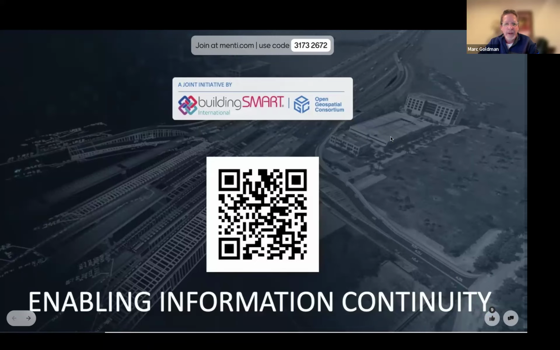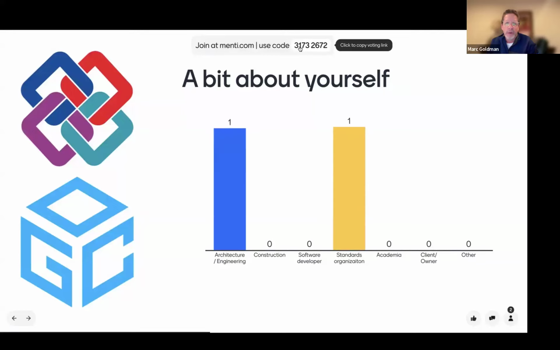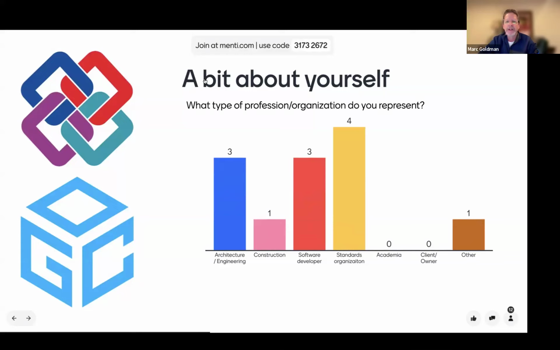Very good. I'm going to ask just a real simple question that hopefully applies to everyone. And while my screen is shared here, you can still see at the top the menti.com with the code to answer. What kind of organization are you with? Kind of bunch together architecture and engineering, because those two tend to often intersect. Construction, are you a software developer, a standards organization, perhaps with academia, owner-operator, client owner? Would be interesting to see if we've got any folks there.